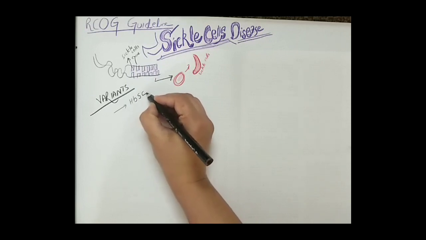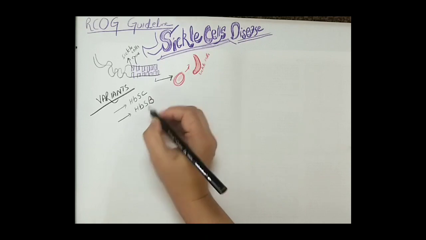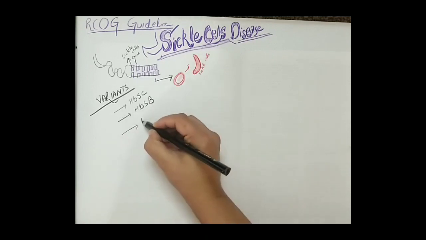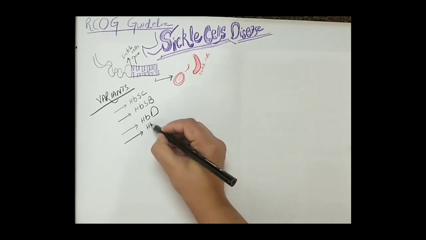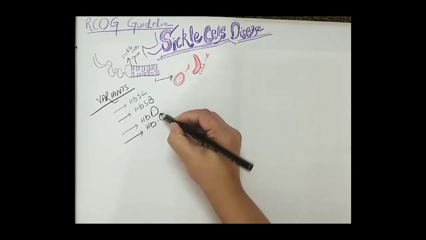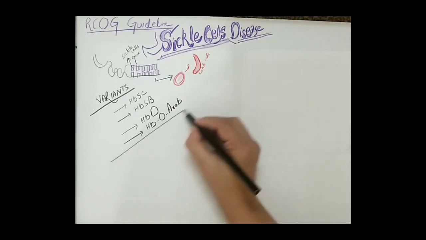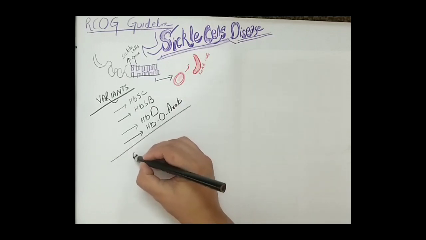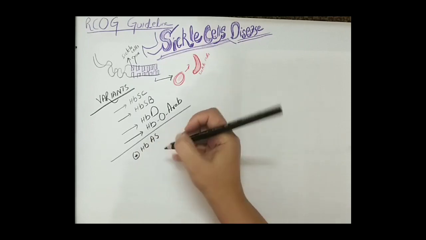Now coming to the variants of sickle cell disease, these things are written in the RCOG guideline. We have different variants. Okay, one is hemoglobin SC, another is hemoglobin SB, another is hemoglobin SD, then we may have hemoglobin S O-Arab. Okay, hemoglobin SE is also there, and all of these genotypes will have a similar clinical phenotype of varying severity.